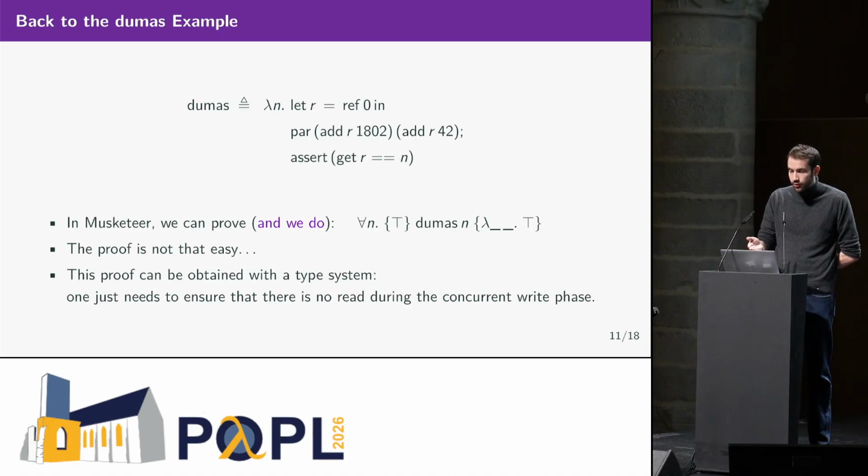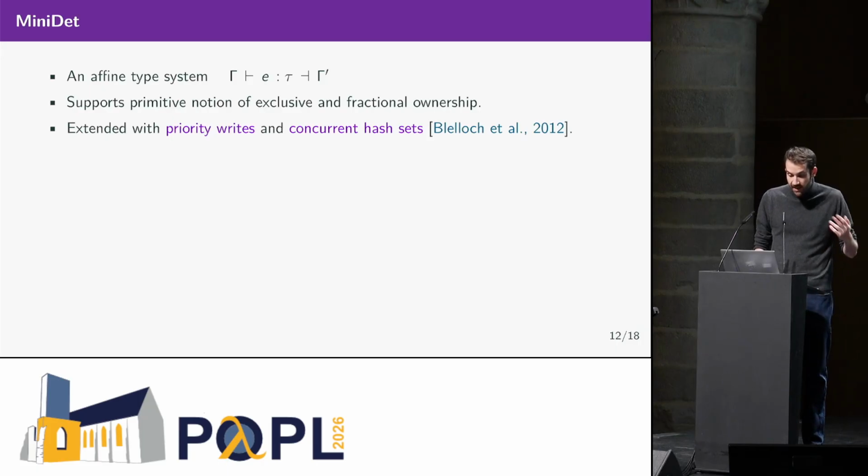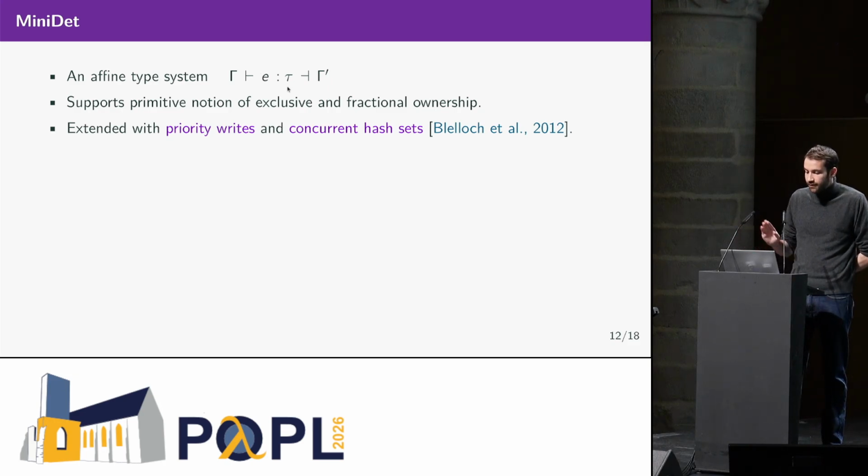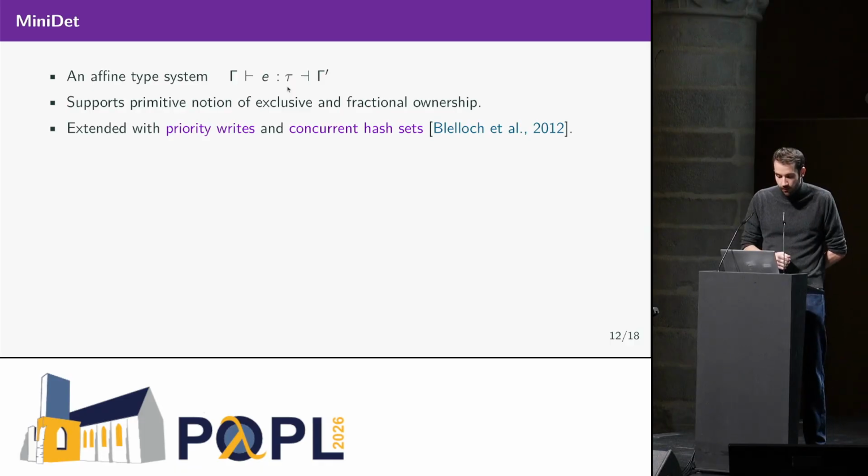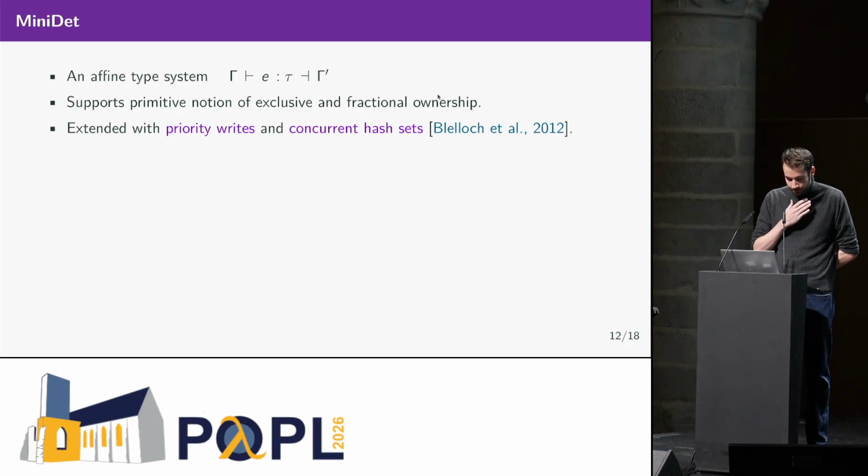The overall idea here to guarantee scheduling-dependent safety is that you just need to ensure that there is no read during the concurrent write phase. So we designed a small type system to do that. This type system is called MiniDet. So it's an affine type system. So you have here a typing judgment, you have the entry typing environment, the output typing environment, the expression, and the type. So it supports primitive notions of exclusive and fractional ownership, and we extend it with some primitives from this Blelloch et al. paper.